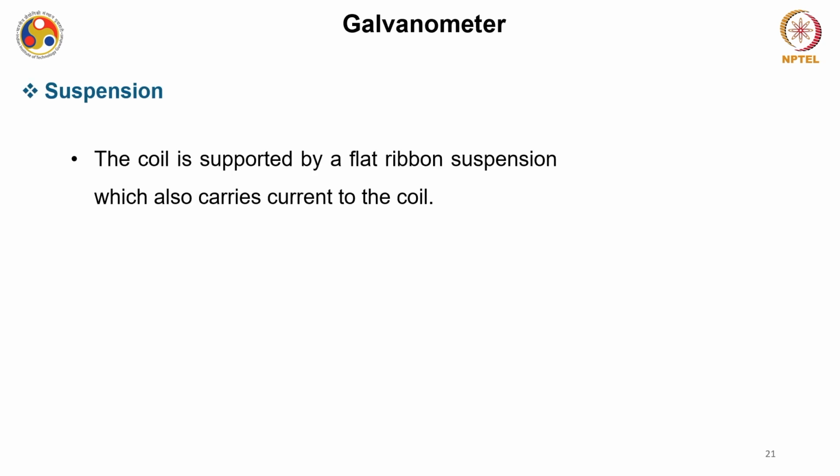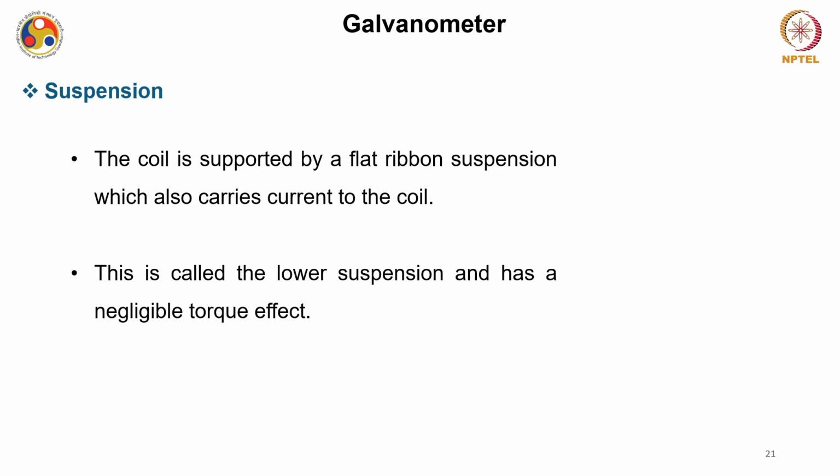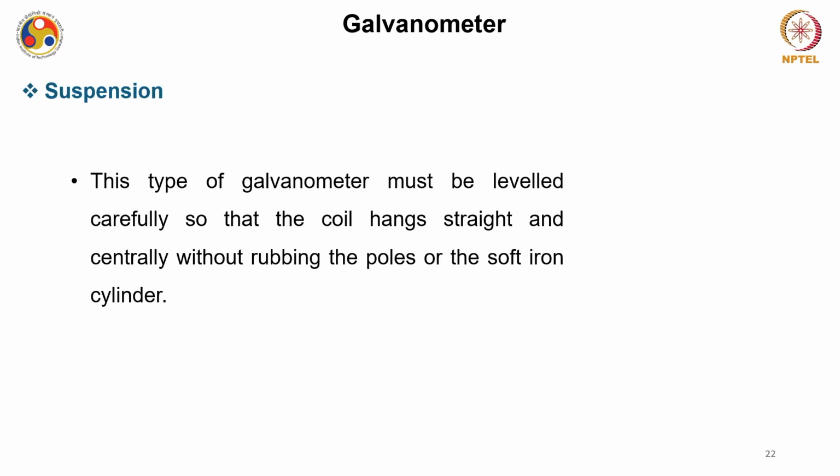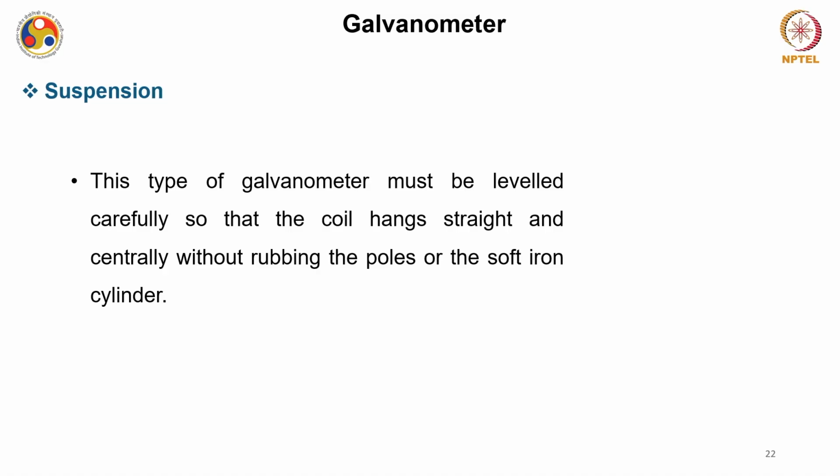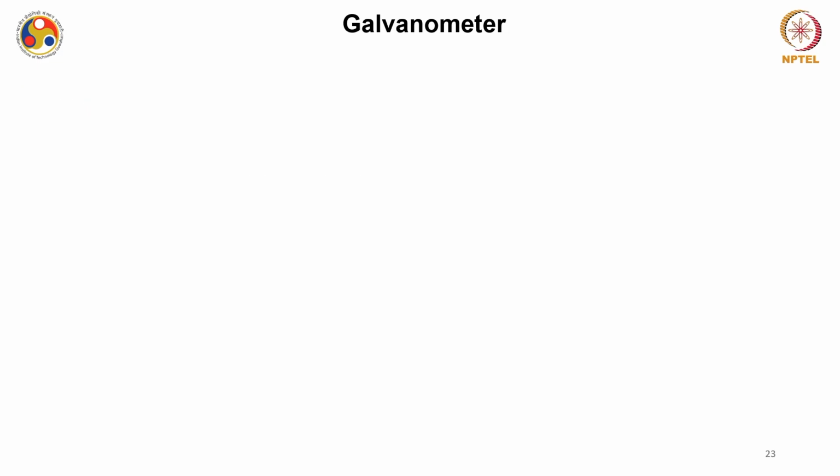Then we have the suspension system. The coil is supported by a flat ribbon suspension which also carries current to the coil, as we have seen earlier. This is called a lower suspension and basically has negligible torque effect. However, this type of galvanometer has to be leveled. We have seen this as one of the disadvantages for this kind of suspension, because it has to be vertically placed. So the galvanometer has to be leveled carefully so that the coil hangs straight and centrally without rubbing the poles of the soft iron cylinder.